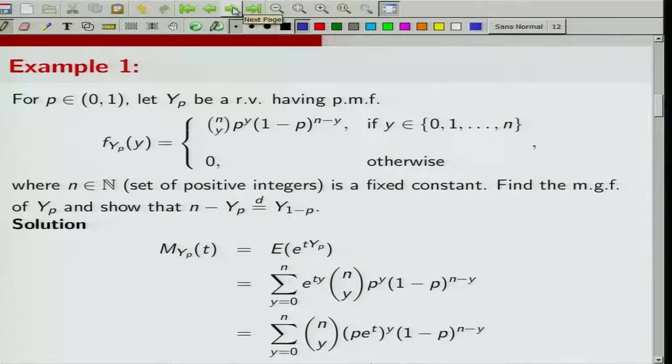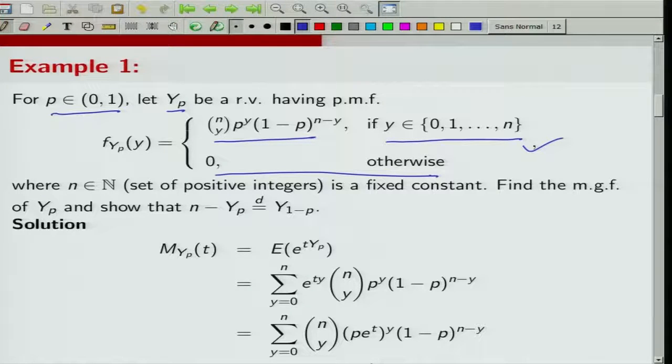Let us consider a random variable Y_p. I am considering a family of random variables Y_p, where p varies over (0, 1). We have a random variable having this probability mass function: f_{Y_p}(y) is n choose y, p to the power y, (1 minus p) to the power n minus y, if y is 0, 1, 2, up to n, and 0 otherwise. It is easy to check this is a probability mass function. In fact, if you recall your plus two, this is called the binomial distribution. Here n is a fixed positive integer.